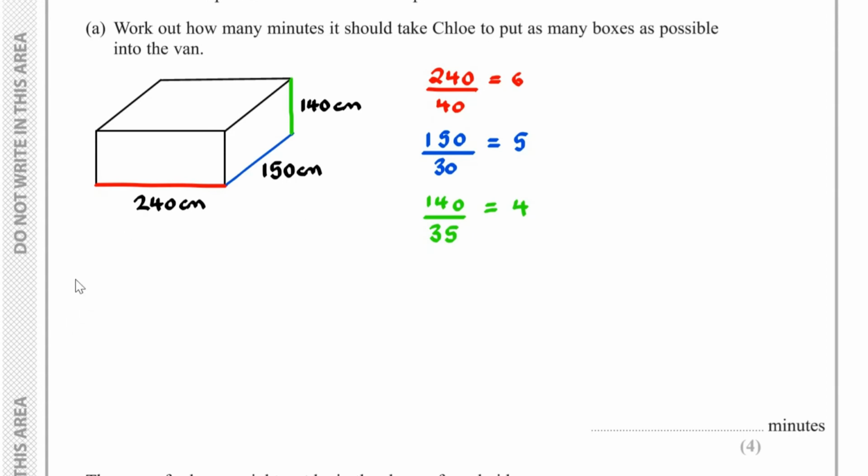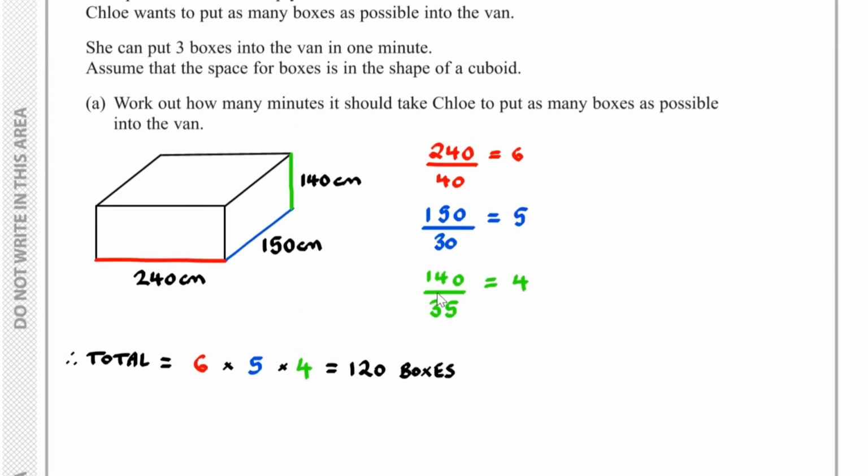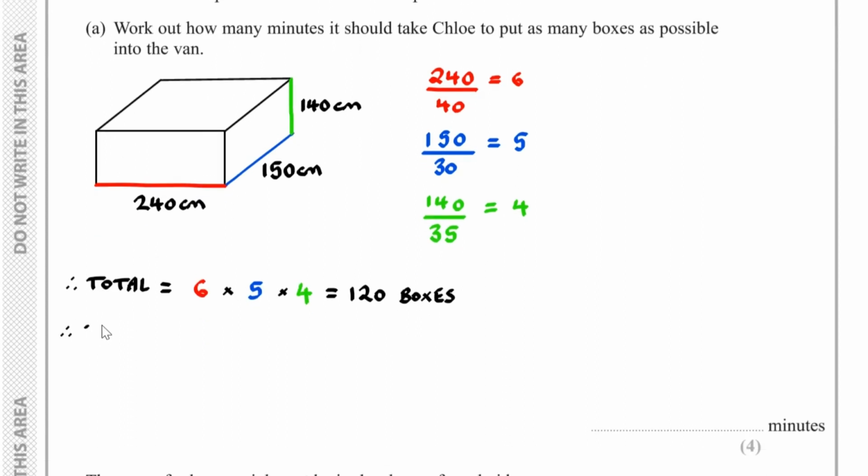So therefore, the total number of boxes is equal to 6 times 5 times 4, which is equal to 120. So we have 120 boxes. And what we need to do is find out how long it will take. Well, if we have 3 boxes in 1 minute, that means the time it will take to completely put the boxes into the van will be 120 boxes divided by 3 boxes per minute. So it will take 40 minutes.